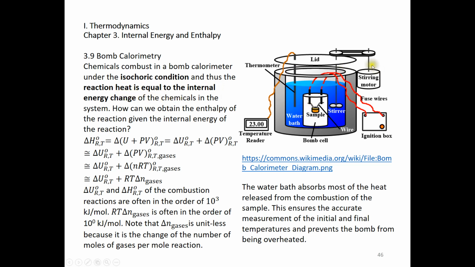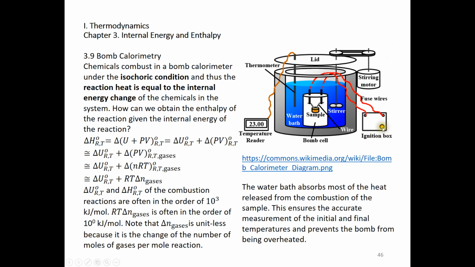Let's look at the diagram of a bomb calorimeter. So we have a temperature reader. This is to monitor the temperature change of the system. And we have a bomb right here with a constant volume condition. We have sample inside. The sample may combust in pure high pressure oxygen. And over here we have fuse wires connected to the ignition box.